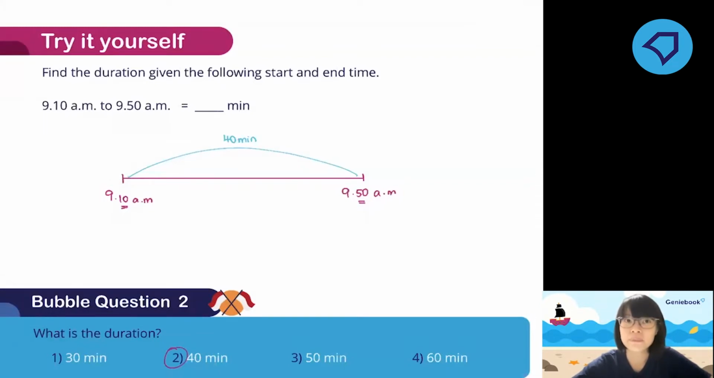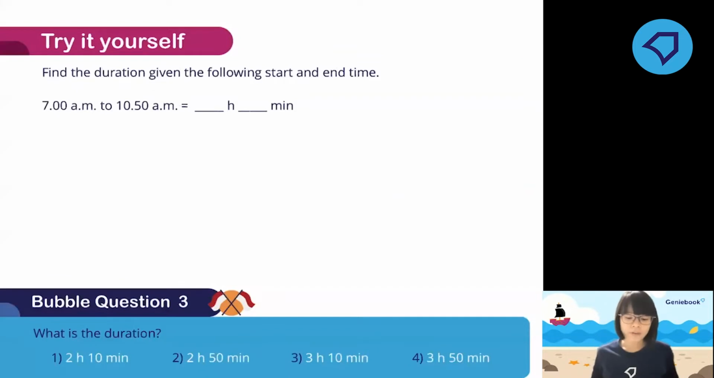Now we're going to move on to the next one. The next one is worth 10 bubbles already, okay? All right, so let's take a look over here. Find the duration given the following start and end time, 7 a.m. to 10:50 a.m. How many hours and how many minutes would that be? You have 1 minute and 30 seconds to find the answer, okay? Options launching in 3, 2, 1.